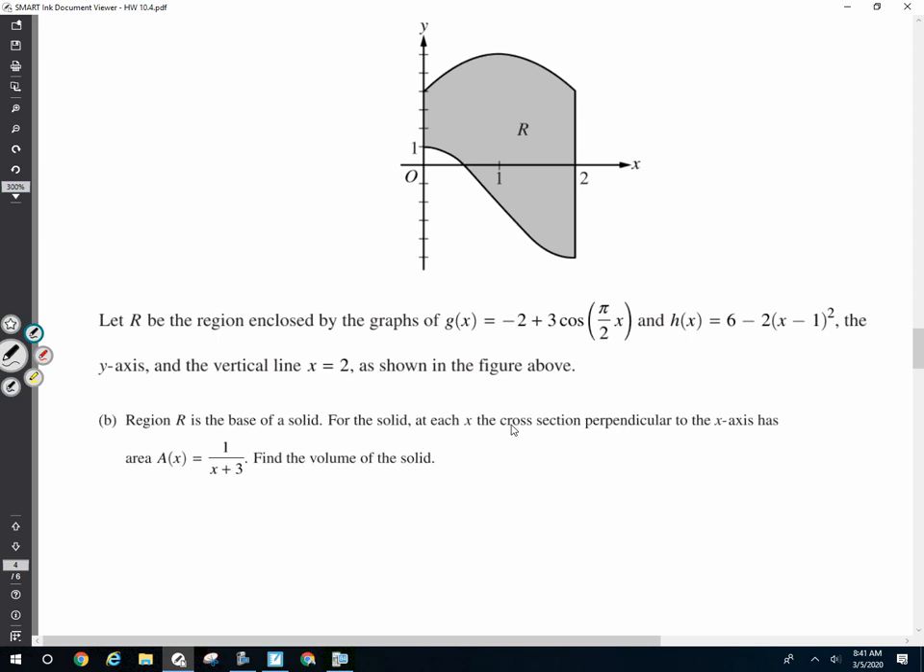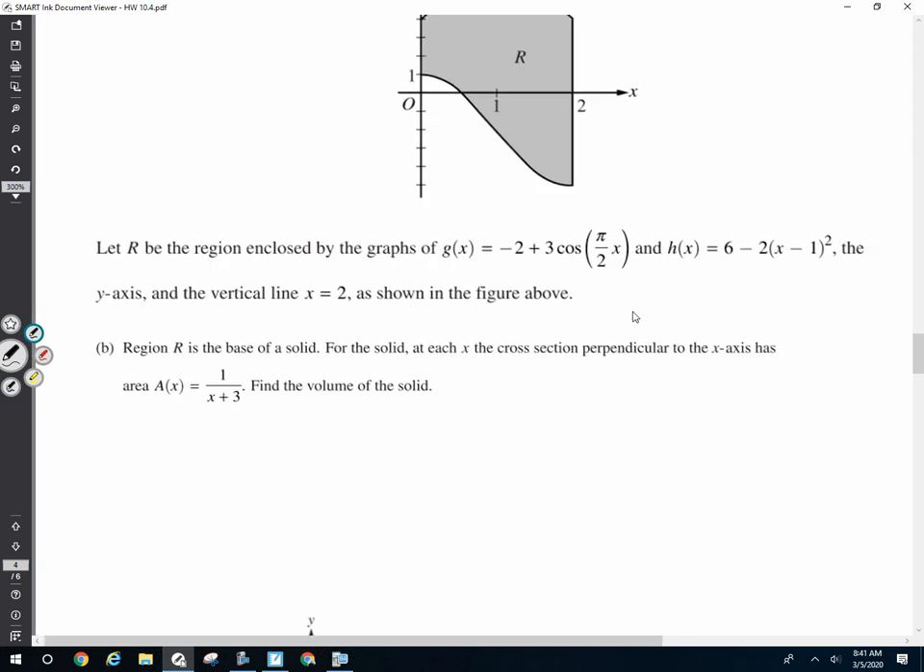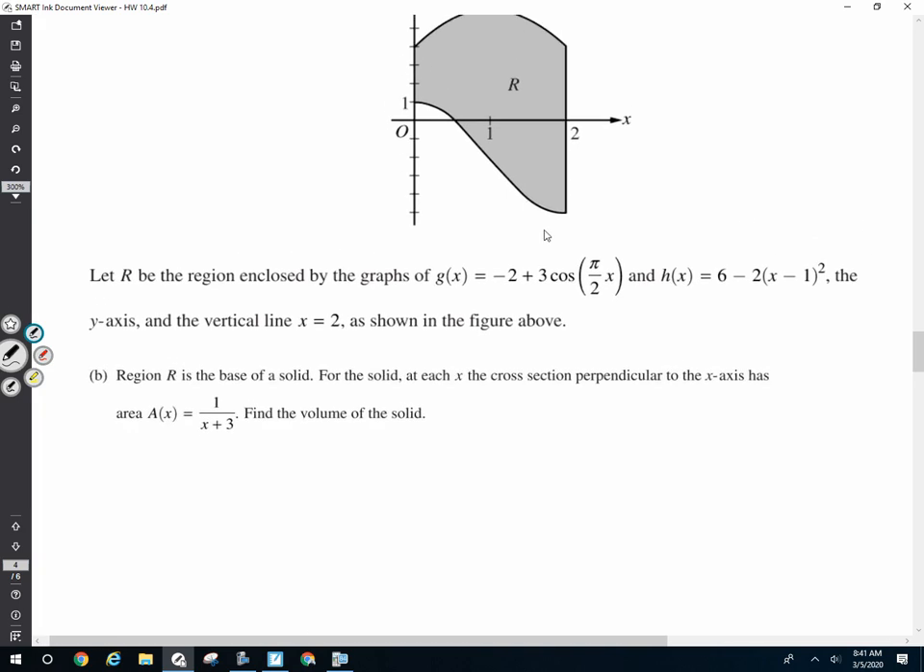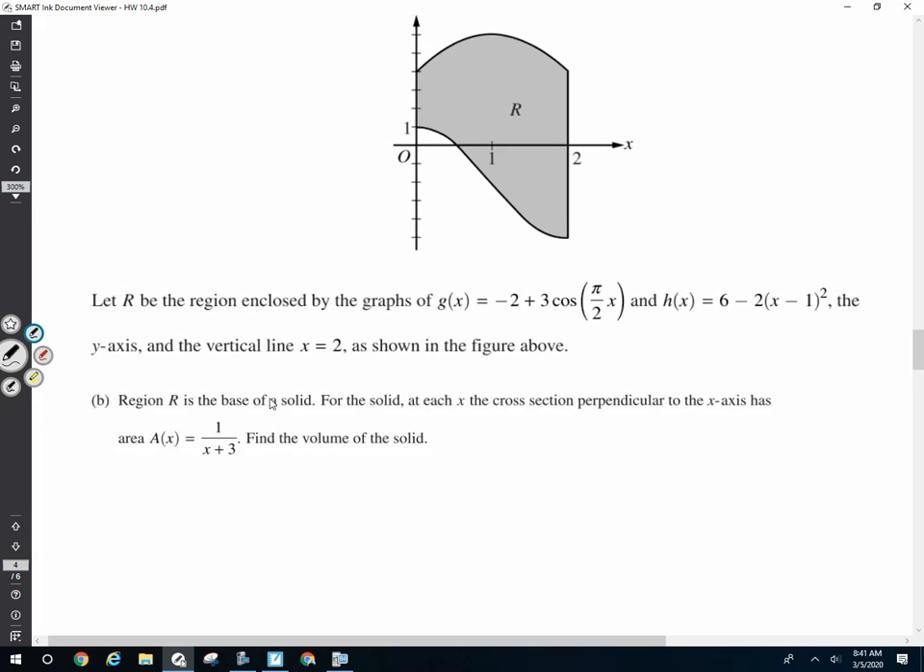All right. This is a good one. This is from a free response question from last year, I think. Here's the region. We got the parabola and the cosine graph. You got to be able to understand which one's which. This is a calculator problem. Part B says region R is the base of the solid for each solid at each x. The cross-section perpendicular to the x-axis has an area of 1 over x plus 3. Find the volume of the solid. This might be a no calculator problem.